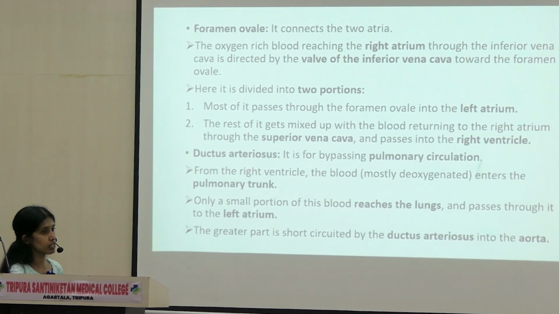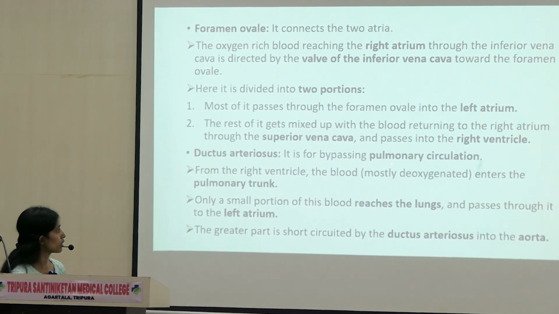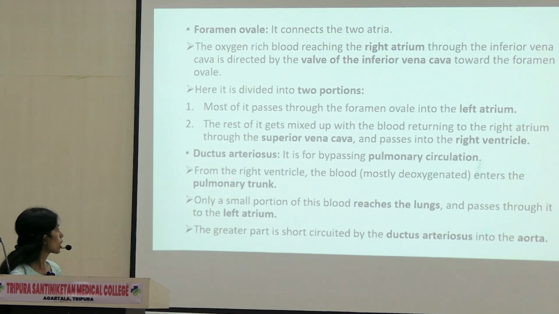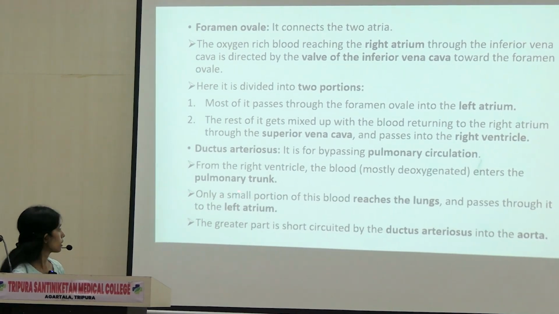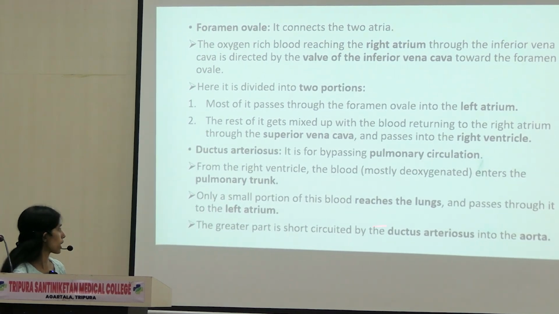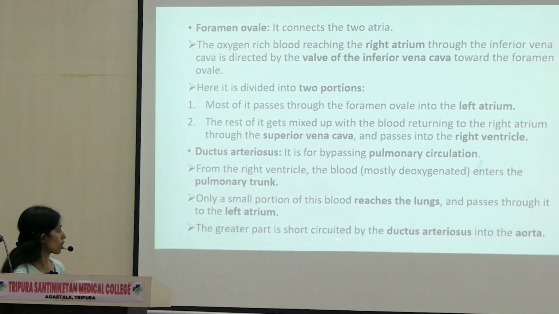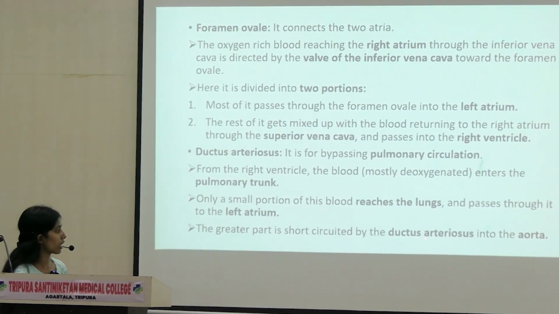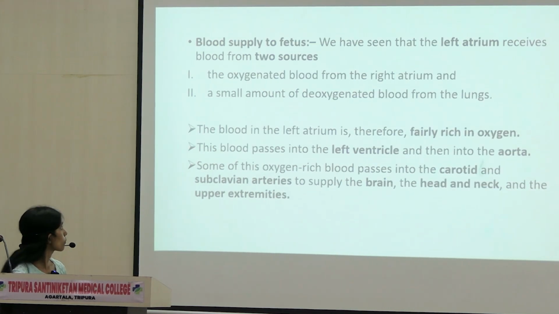Next important structure is the ductus arteriosus. It is a bypass for the pulmonary circulation. From the right ventricle, the blood enters the pulmonary trunk. Only a small portion of this blood reaches the lung and passes through it to the left atrium. The greater part is short circuited by the ductus arteriosus into your aorta region.